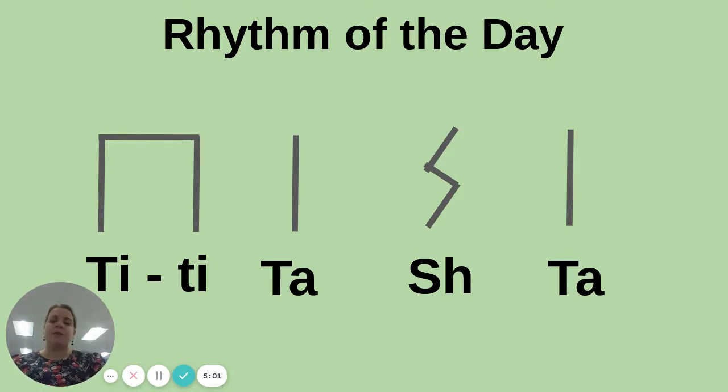Okay? So I'm going to start at the beginning, and I'm just going to do this once by myself, and then I want you to do it once with me. Okay? And then we'll do a repeat. Here we go. Ti, ti, ta, sh, ta. Do you notice that when I get to the sh, I separate my hands. That's because I want to make doubly sure I'm not going to make any sound when I see that kind of note. So let's do it together, and then we're going to do it on a repeat.